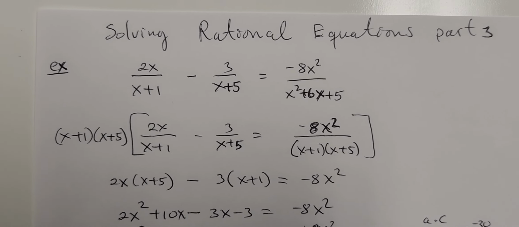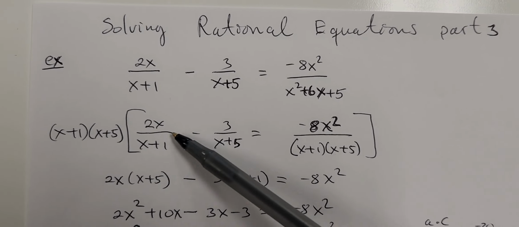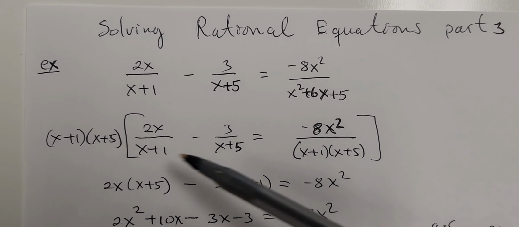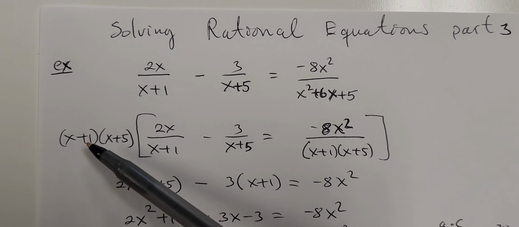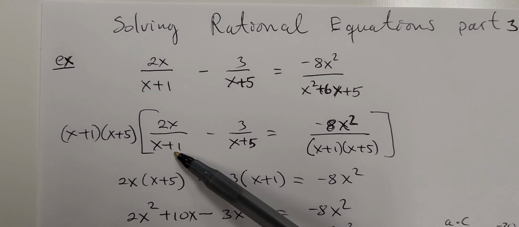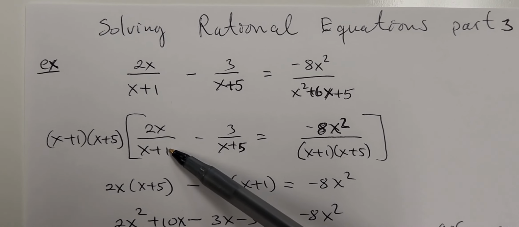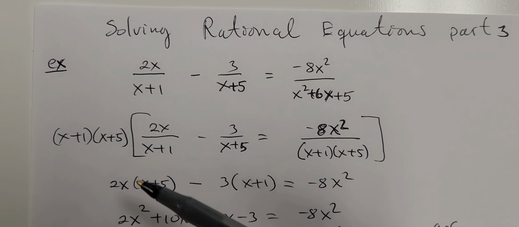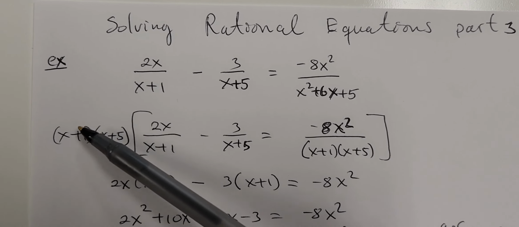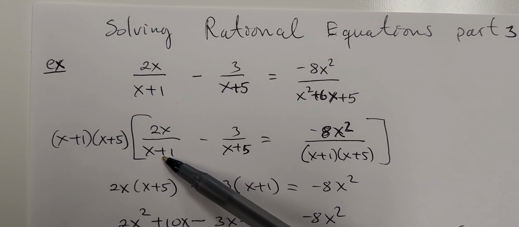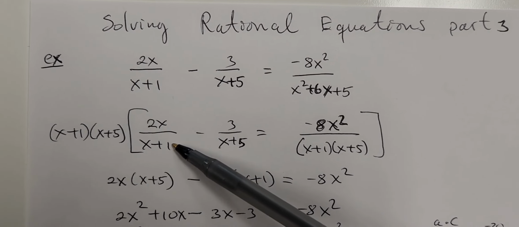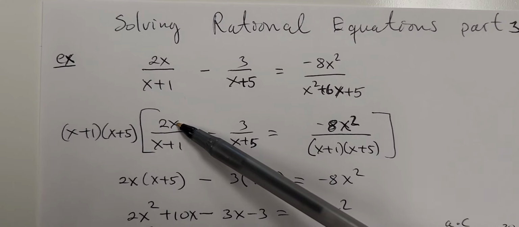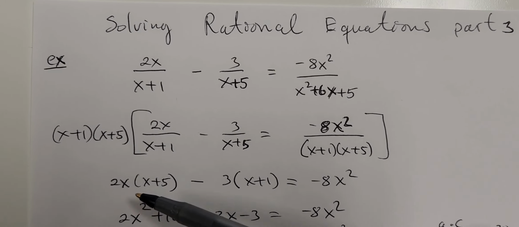Now we will use this to multiply to this line right here. As you can see, the x plus 1, since they are the same, are canceled. All you have left is 2x and x plus 5. One more time, this x plus 1 and this x plus 1 are the same, so they are canceled. So you just have 2x and then x plus 5.